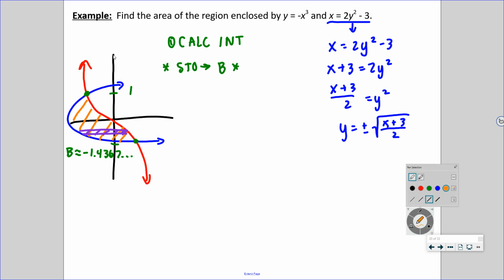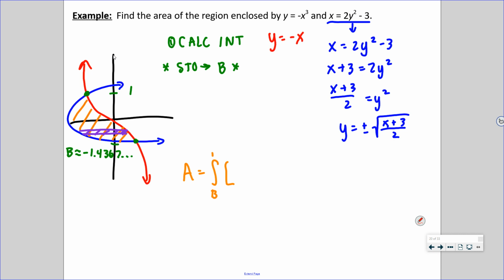Now we can set up our integral. We would do from B, and you can put that right in your integral because that's what we're going to type in our calculator, from B to 1, right minus left. So the red curve, which I'm going to have to put in terms of y, take the cube root: -y to the 1/3.